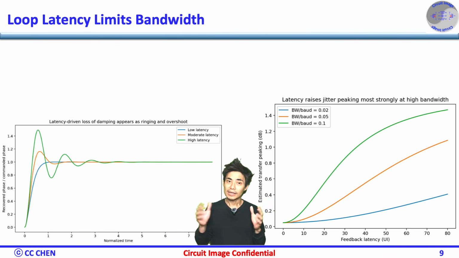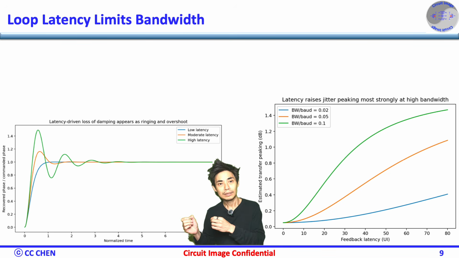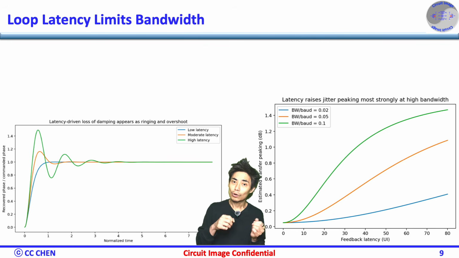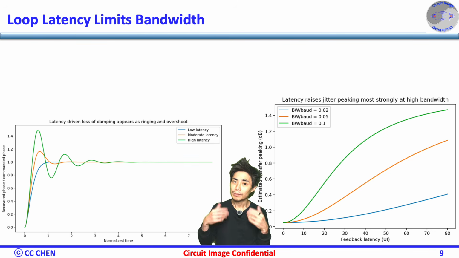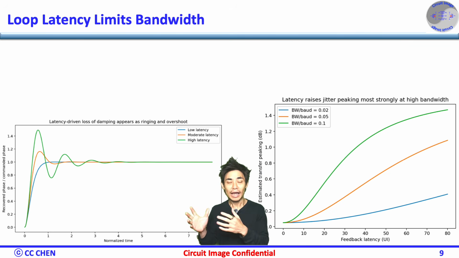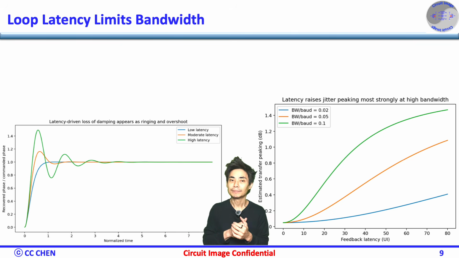Delay creates phase lag. As CDR bandwidth increases, the delay becomes more dangerous. The loop correction arrives too late. Then the loop can show more jitter peaking, poor damping, or even instability. So the maximum stable bandwidth is limited by the loop latency. This is usually important in ADC-based and DSP-based receivers, where the processing path is deeply pipelined.